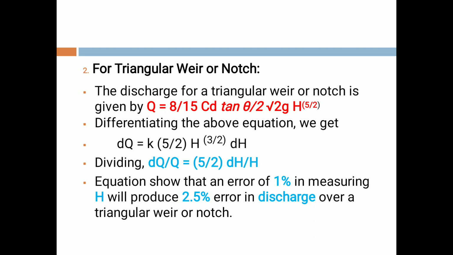So, this equation shows that an error of 1% in measuring H will produce 2.5% error in discharge over a triangular weir or notch. So, regarding the effect on discharge over a notch or weir due to error in the measurement of head, we have discussed two cases: one for the rectangular weir or notch and another for the triangular weir or notch.